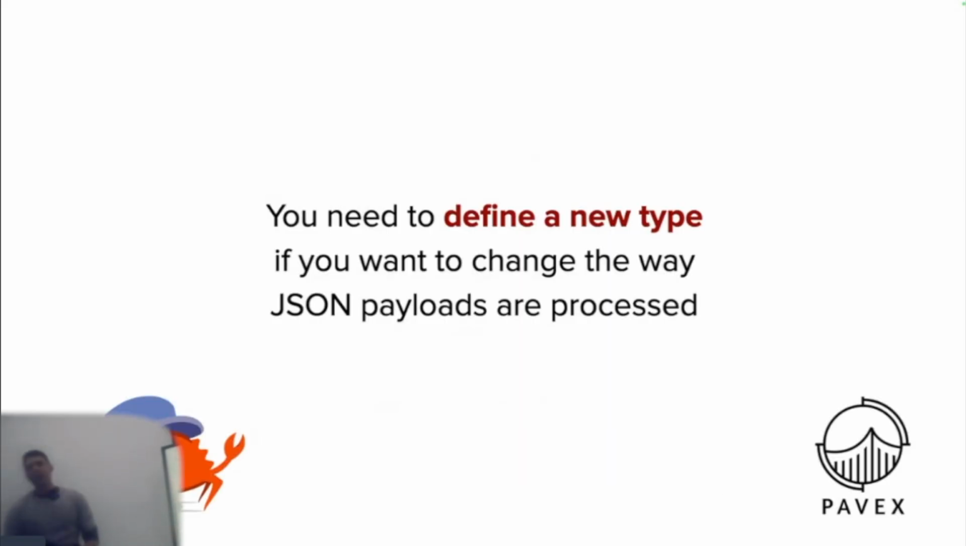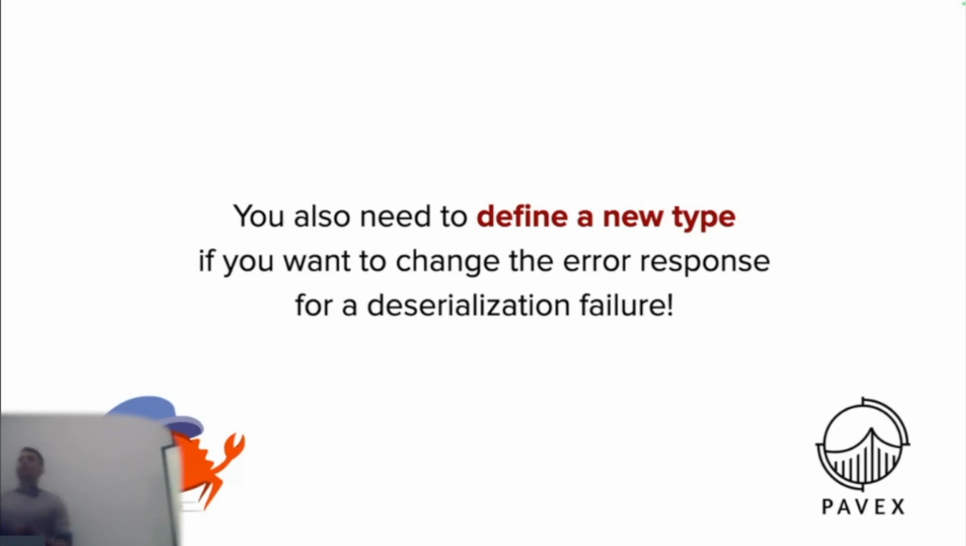Now, if I want to change the way JSON is deserialized in any way, so for example, I want to take away serde_json and I want to use simd-json to do deserialization, or I want to use a different JSON deserializer, I need to create a new type. I can't change the trait body in there. That's not allowed.